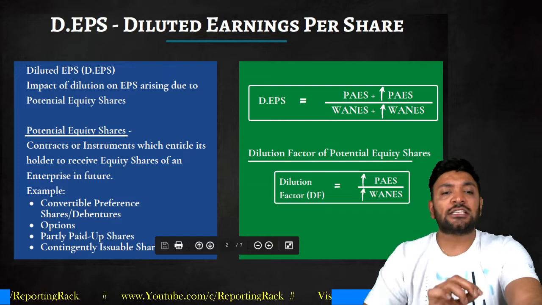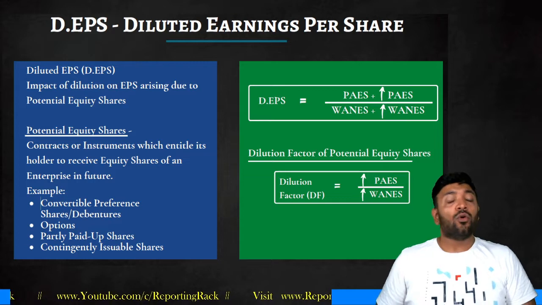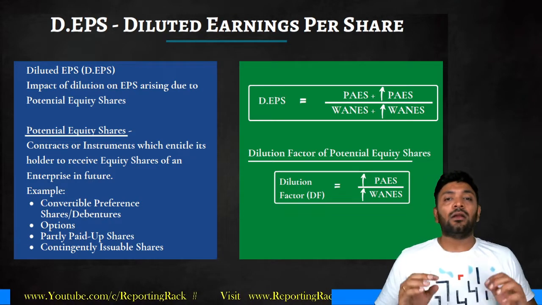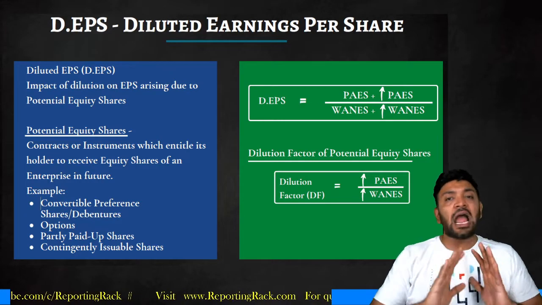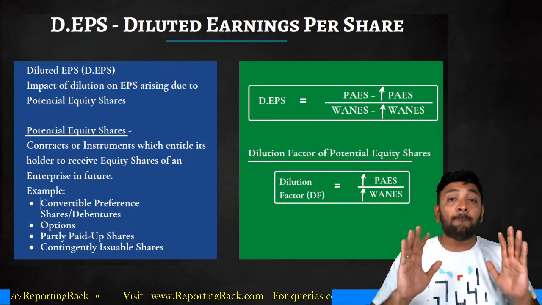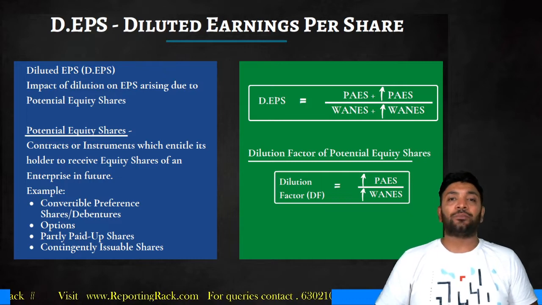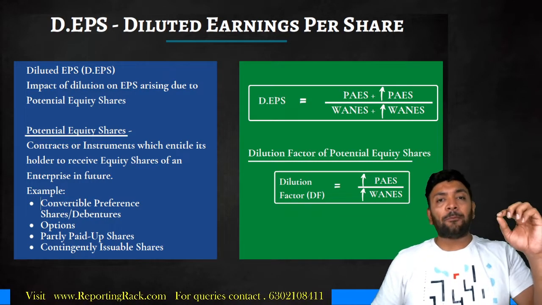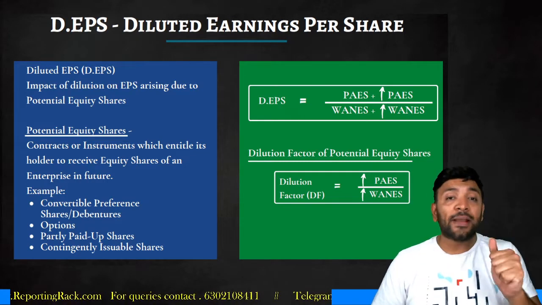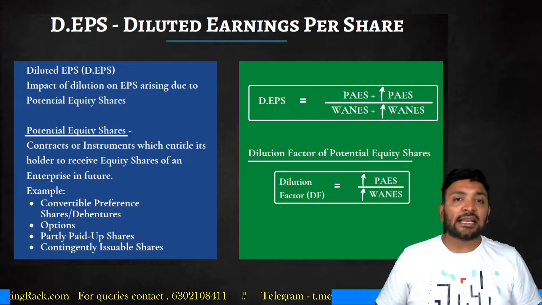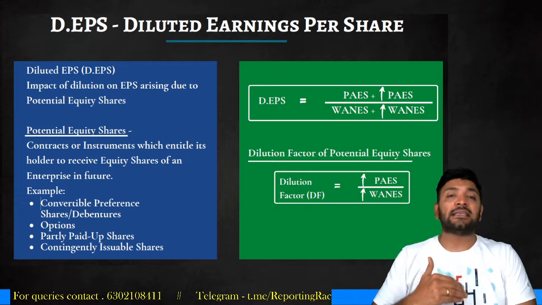So this concept is basically talking about something called potential equity share. What do you mean by potential equity share? A potential equity share is not an equity share today. On today's day, I don't find this as an equity share at all. But it has the potential to get converted into an equity share in future. Now you tell me, if a potential equity share gets converted into an equity share in future, what happens to your basic EPS? The number of equity shares increases. If the number of equity shares increases, that means your denominator, that is WANES, increases.